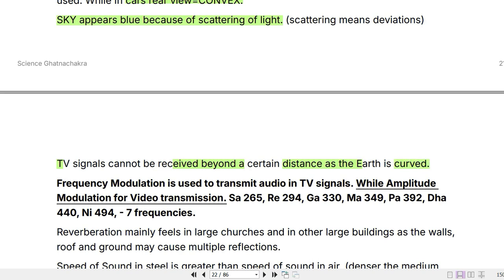Then, frequency modulation is used to transmit audio in TV signals while amplitude modulation is used for video transmission. तो ये सब क्या है? ऐसे 265 RE 294 G8 330. सो मेरे ख्याल से ये 7 फ्रीक्वेंसीज़ हैं सारे गामा पाधा नी की. तो इसको हम देखते हैं अगले वीडियो से. रट लेना अच्छा है क्योंकि अब हमारा म्यूज़िकल इंक्लिनेशन भी है इसलिए हम इसको रट लेंगे.